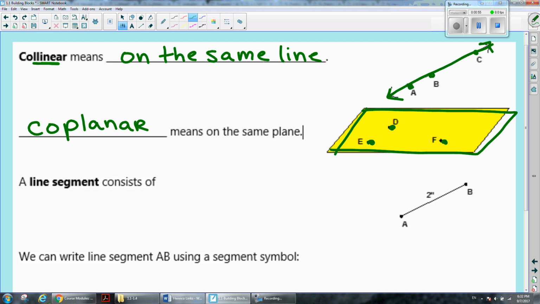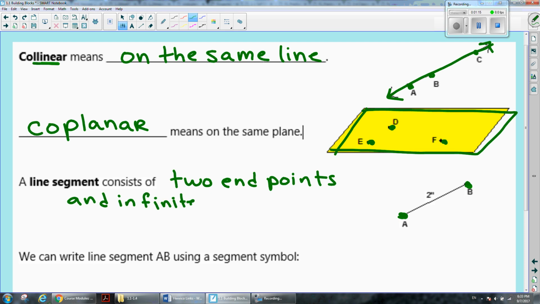A line segment consists of two endpoints. Here's our line segment. Here are the endpoints A and B. And infinitely many collinear points. So even though it has two endpoints, there's really infinitely many points that we can squeeze in there that are on the same line. They're collinear.